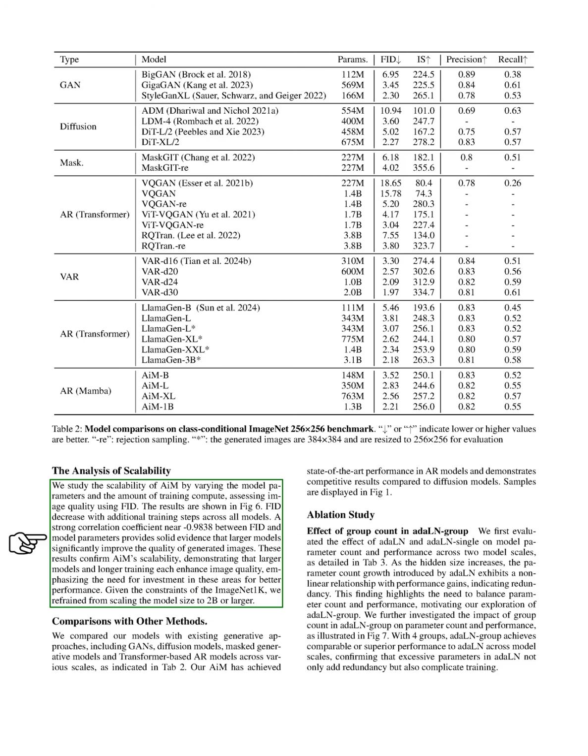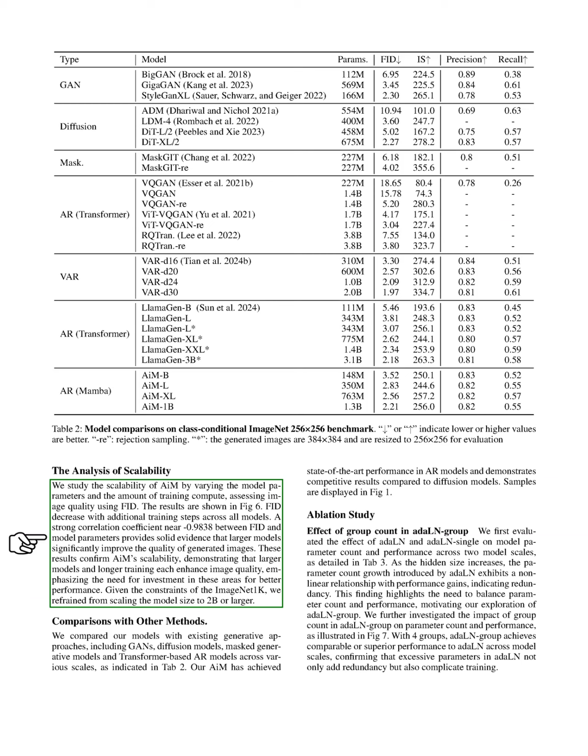We examined the scalability of AIM by adjusting model parameters and training compute, measuring image quality with FID. Our findings show that FID decreases with more training steps across all models. A strong negative correlation between FID and model parameters indicates that larger models significantly enhance image quality. These results confirm AIM's scalability, showing that increasing model size and training duration improves image quality, highlighting the importance of investing in these areas for better performance.